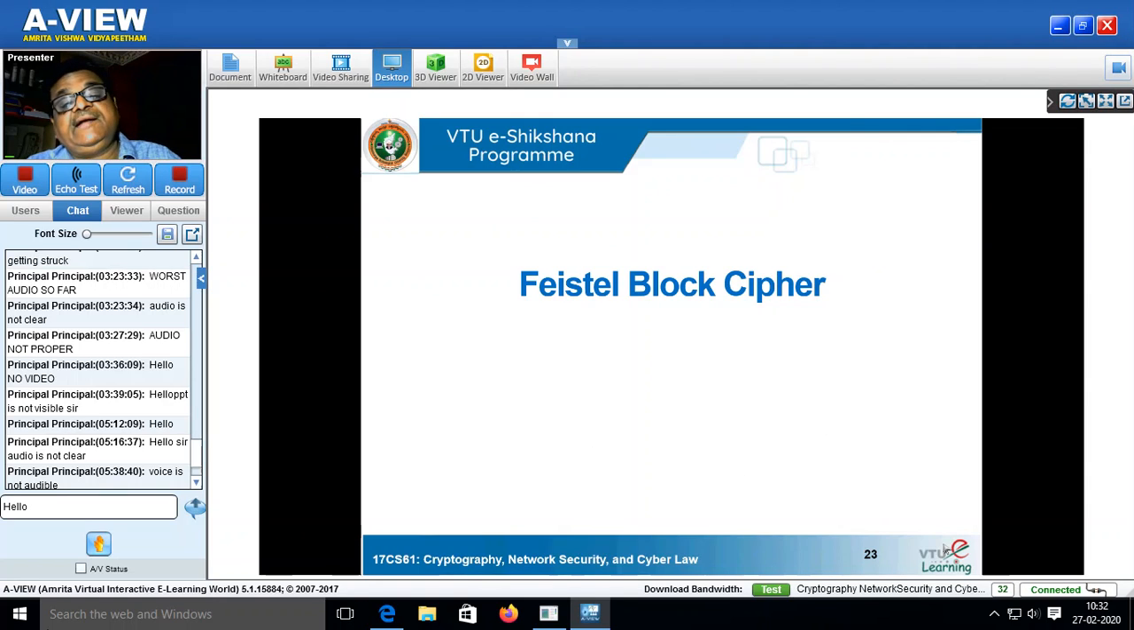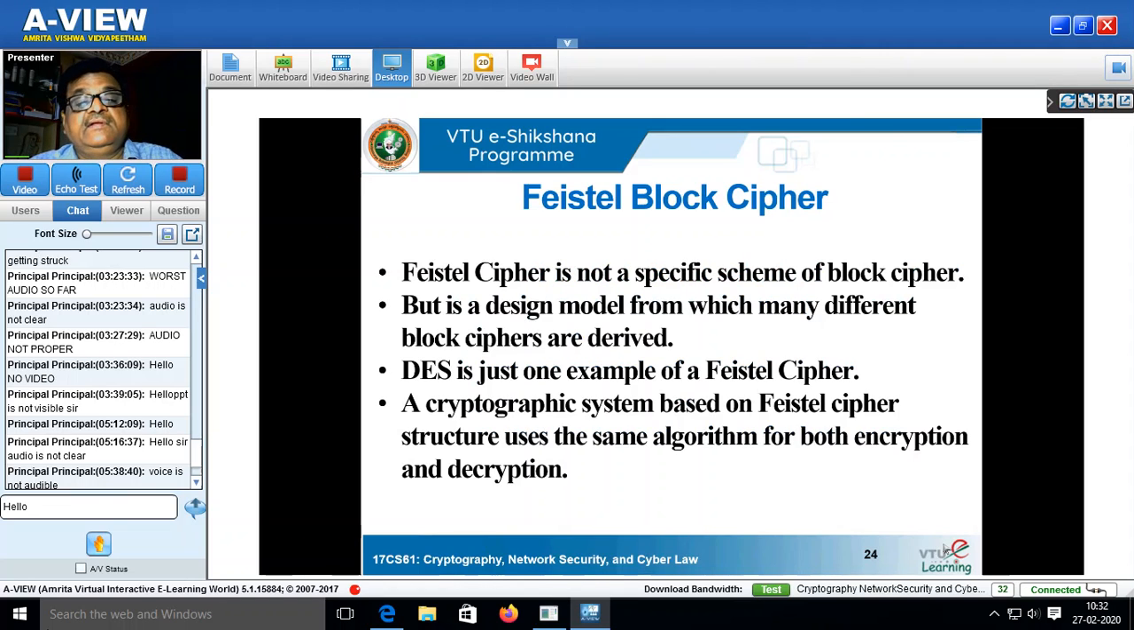take place. Now, with this, we shall move towards block cipher. But it is a design model. Please remember, it's not a standard. It is one of the models. There can be many different models, but this is a very popular one. Feistel cipher is a design model from which many different block ciphers are derived.